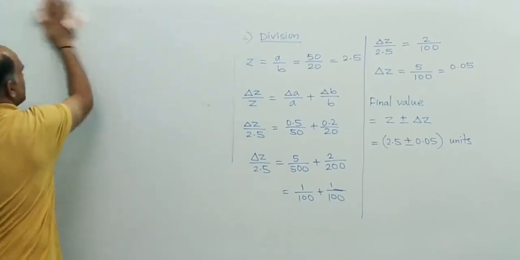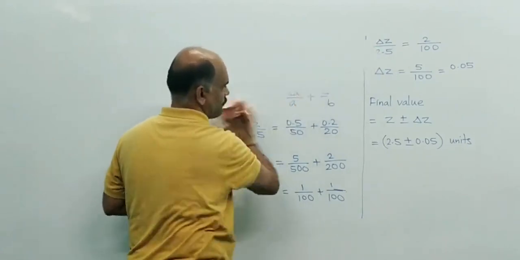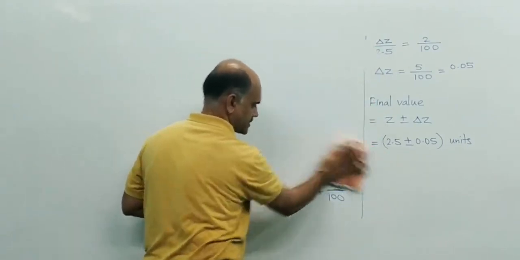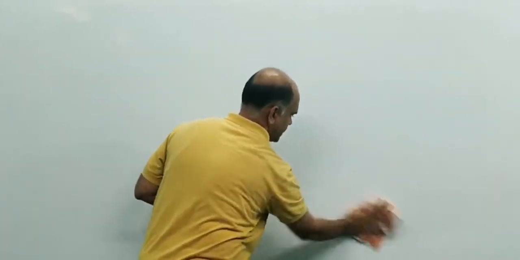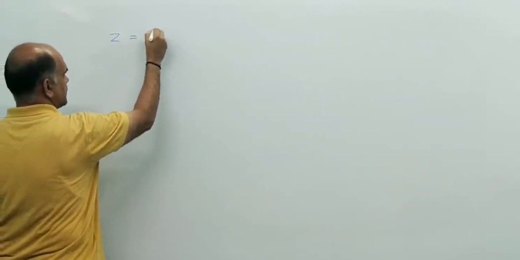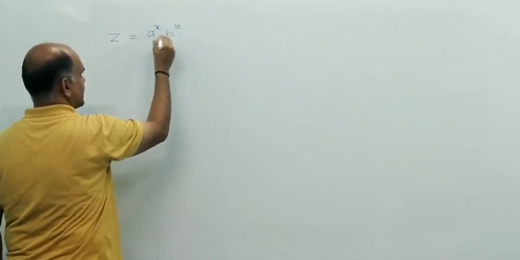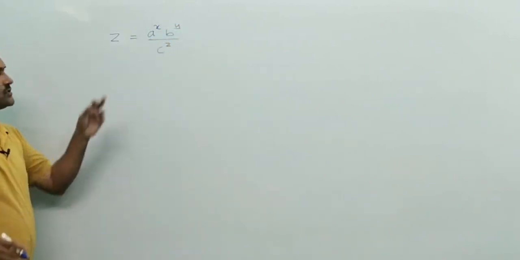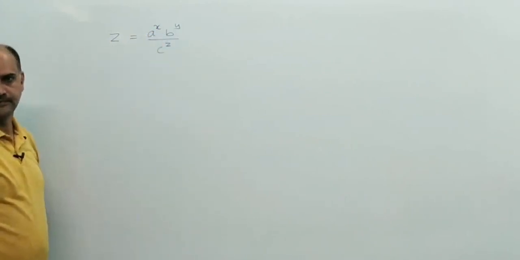So in the last section, we have percentage error, which will be asked for 1 mark, and even in competitive exams you will have it for 1 mark. So now I will take a physical quantity. For example, a physical quantity Z that depends on A raised to X, B raised to Y and C raised to Z. So Z is a physical quantity which depends on A, B and C.